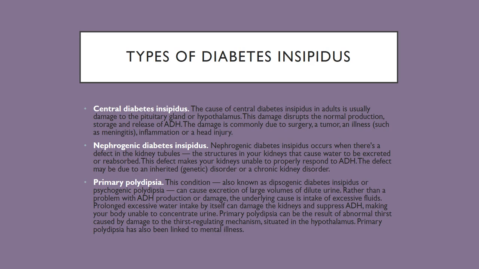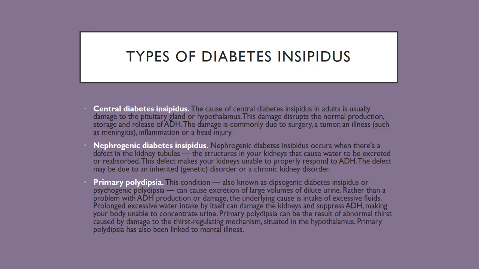There's nephrogenic diabetes insipidus. This occurs when there's a defect in the kidney tubules, the structures of your kidneys that cause water to be excreted or reabsorbed. This defect makes your kidneys unable to properly respond to ADH. The defect can be due to an inherited or genetic disorder or a chronic kidney disorder. So again, your tubules are meant to pull and push water in and out, and if they're not working correctly, then the ADH is not able to do what it's supposed to do.